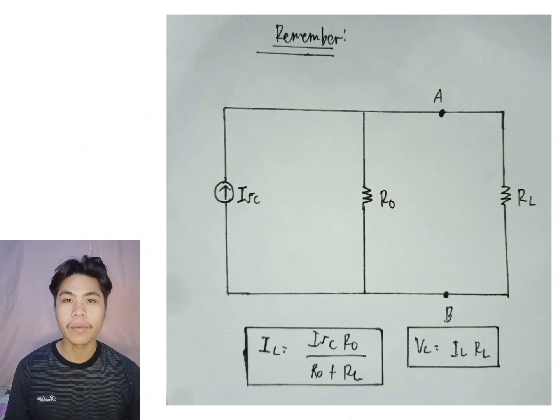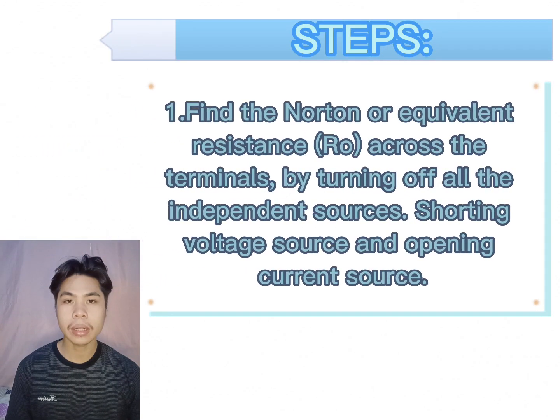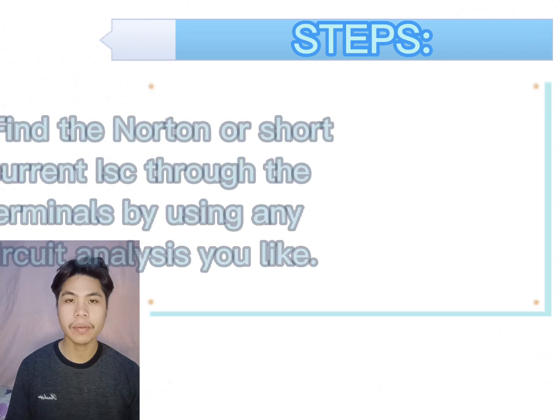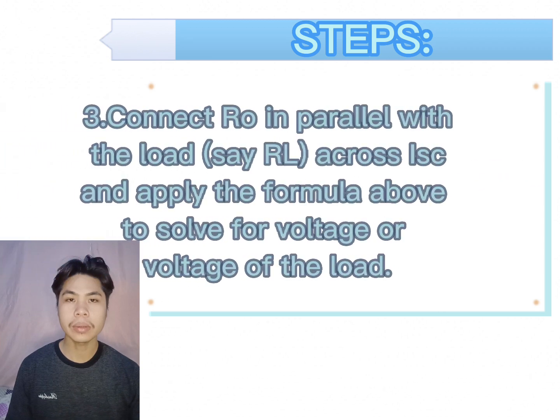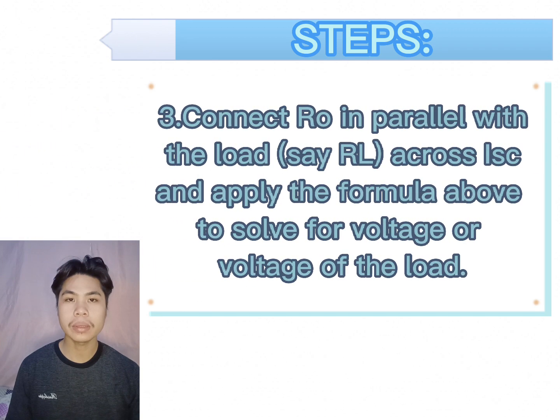Steps: 1. Find the Norton or equivalent resistance RO across the terminals by turning off all the independent sources, shorting the voltage source, and opening the current source. Second, find the Norton or short circuit current ISC through the terminals by using any circuit analysis you like. Third, connect RO in parallel with the load across ISC and apply the formula above to solve for the current of the load.